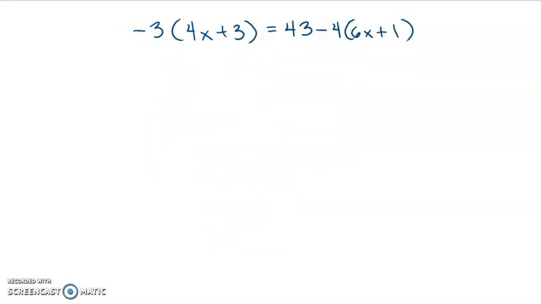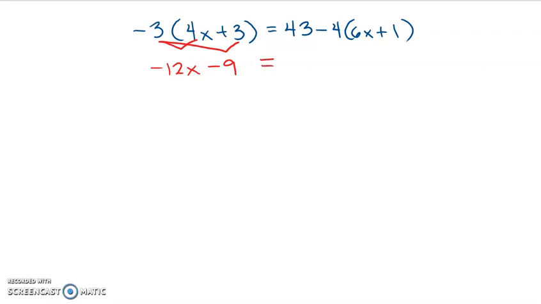Okay, let's do another one. Distribute, combine, isolate, solve. So I look on the left first. Negative 3 times, oh, there's the parentheses, so I'm going to distribute. Negative 3 times 4x is negative 12x. Negative 3 times 3 is negative 9. And then I'm done. Okay, cool.